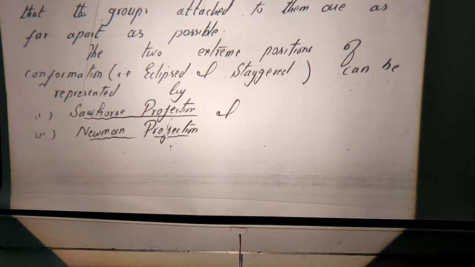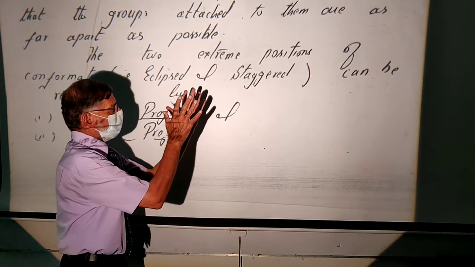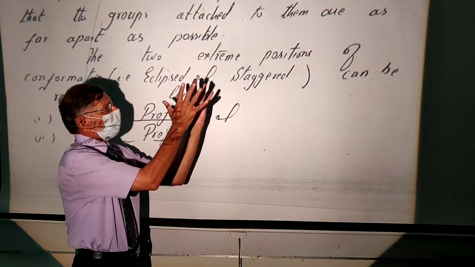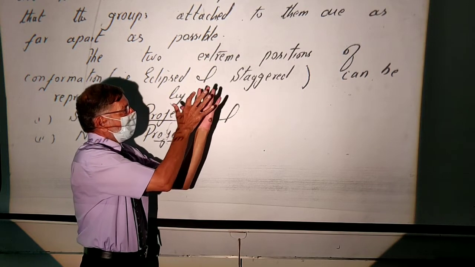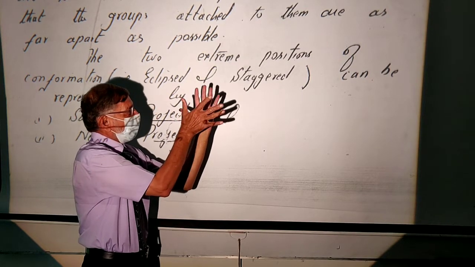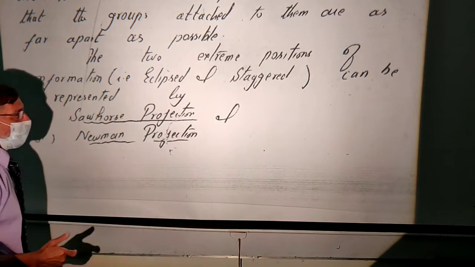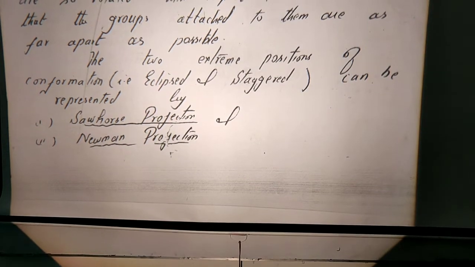But staggered means the ligands attached to it are far apart. This is the ligand, this is the ligand. When you rotate it, you can see this ligand is far apart from it. This ligand and this ligand are far apart. This is the way, that's why this is designated as the staggered form.